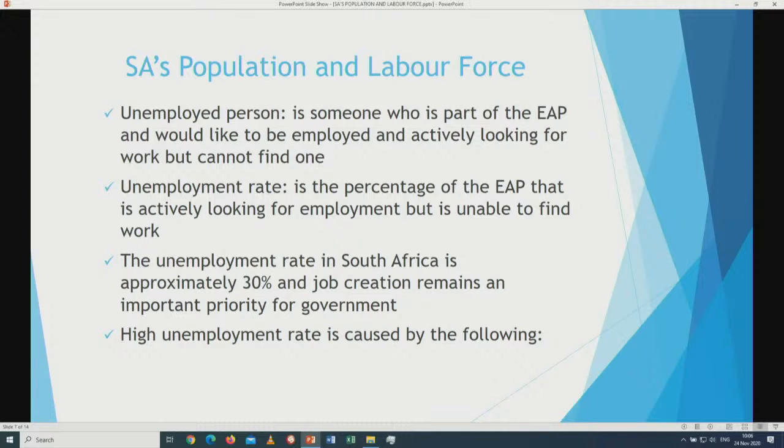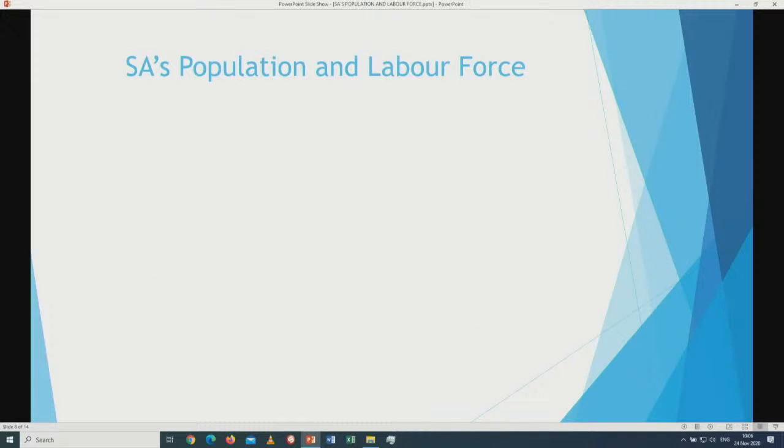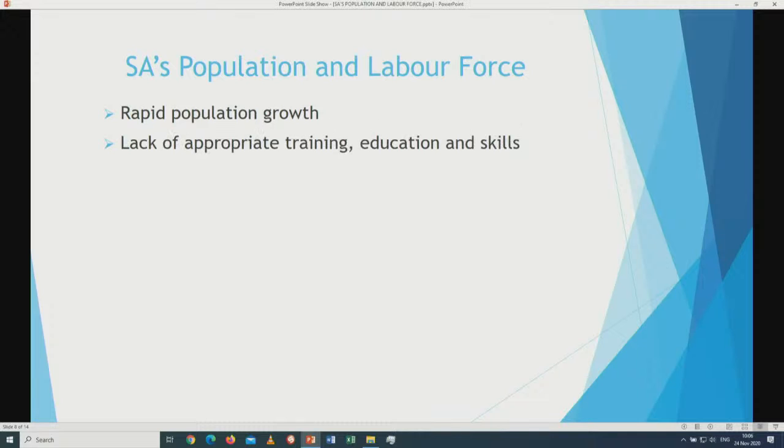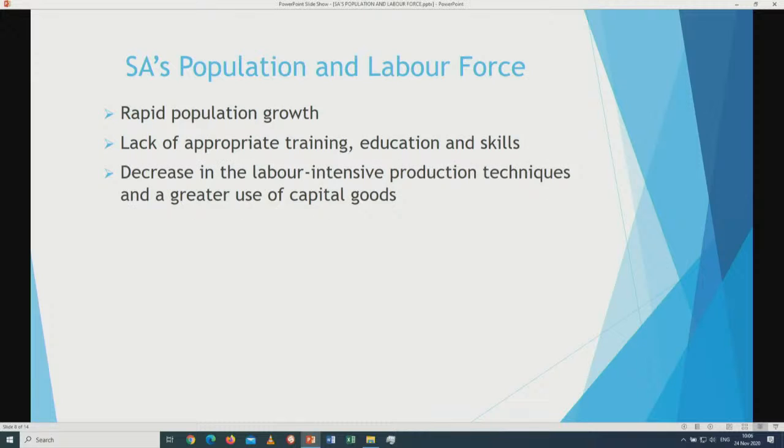And then those factors that caused the unemployment rate, very briefly we have looked at them, but I just want to look at them again. Rapid population growth leads to a high level of unemployment. Lack of appropriate training, education and skills also leads to a high level of unemployment. Decreasing the use of labor intensive production techniques and a greater use of capital goods. When we replace our workers with technology, that leads to high levels of unemployment.